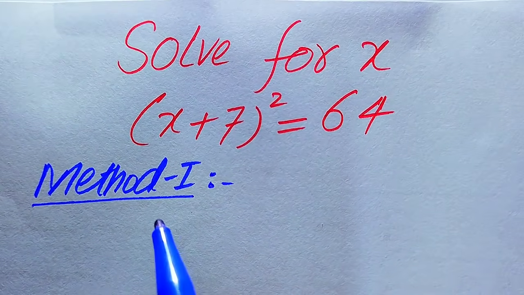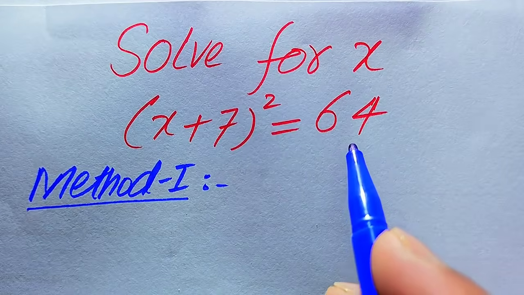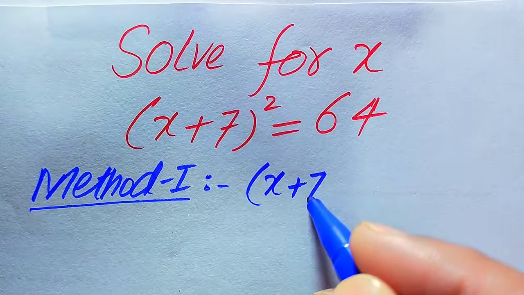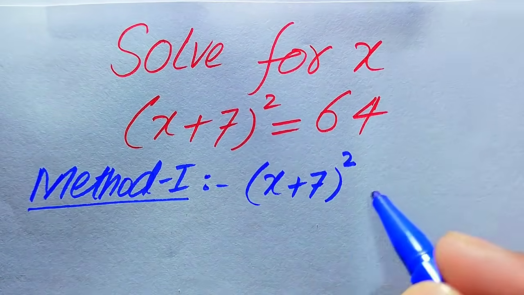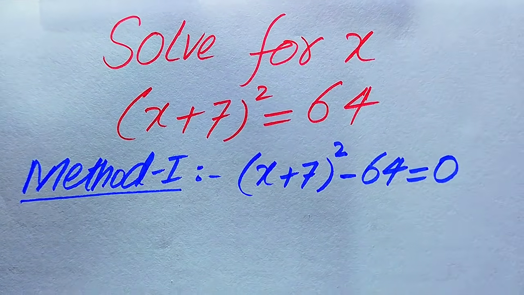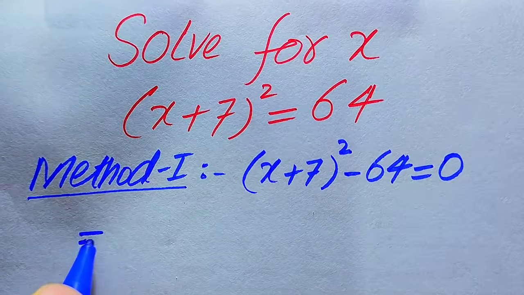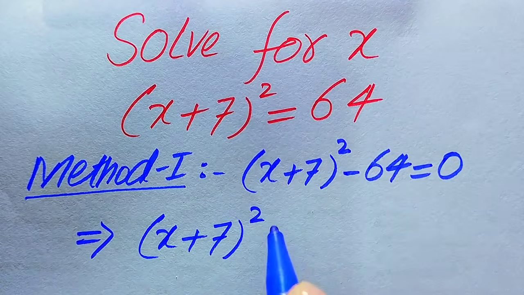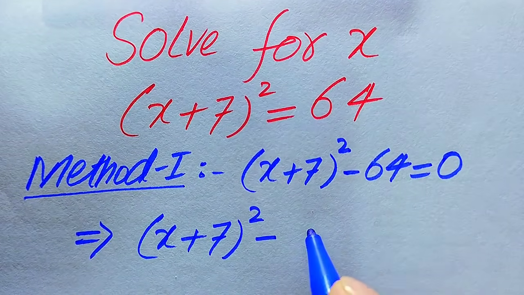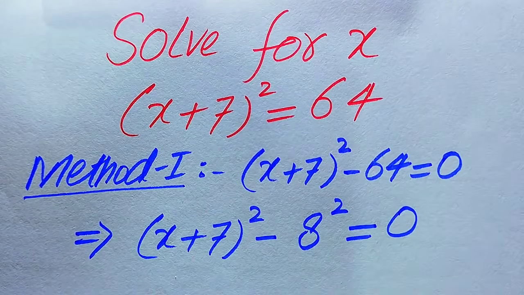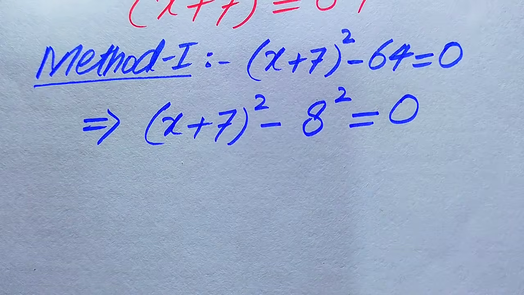And now we move towards the solution of this problem from the first method. Here in the first method, we move this 64 from the right hand side to the left hand side, and it will be written as (x + 7)². This is a positive term. When we move it to the left hand side, it will become negative, and this whole equation equals 0. In the next step, we rewrite this equation as (x + 7)² - 64, and we know that 64 equals 8², and this whole equation equals 0. Further, in the next step, we need to use this nice algebraic formula.